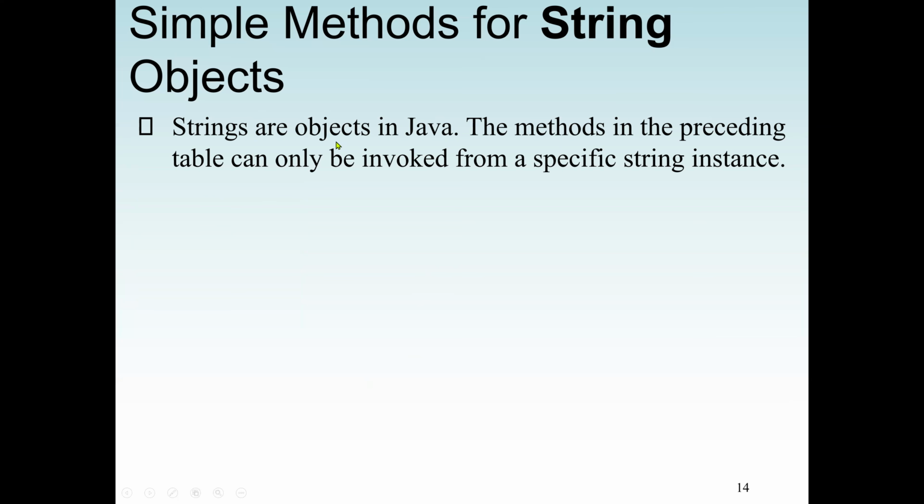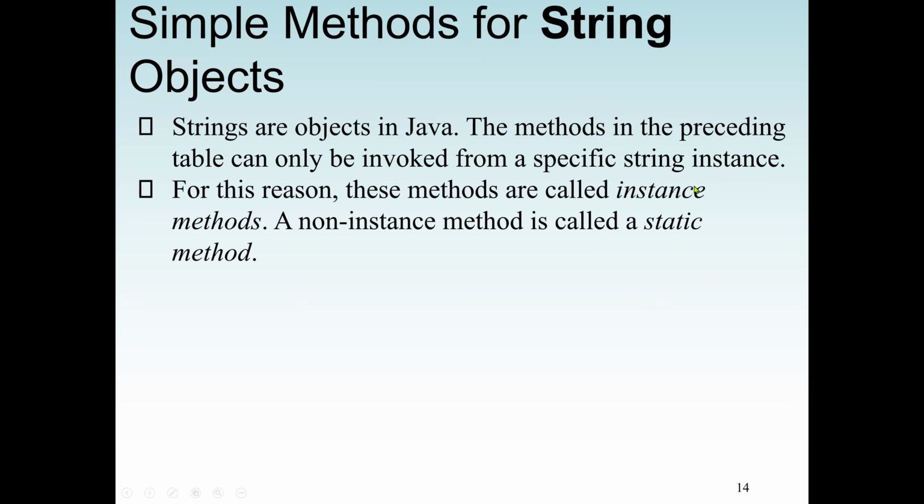So as we said, strings are objects in Java. And the methods in the preceding table can only be invoked from a specific string instance. So in object-oriented programming, the first thing, we need to create an object of a class type. Then if I want to invoke a method in that class, I have to again use the object. For this reason, these methods are called instance methods. And a non-instance method is also called a static method, such as our main method. You can see our main method has the keyword static: public static void main.